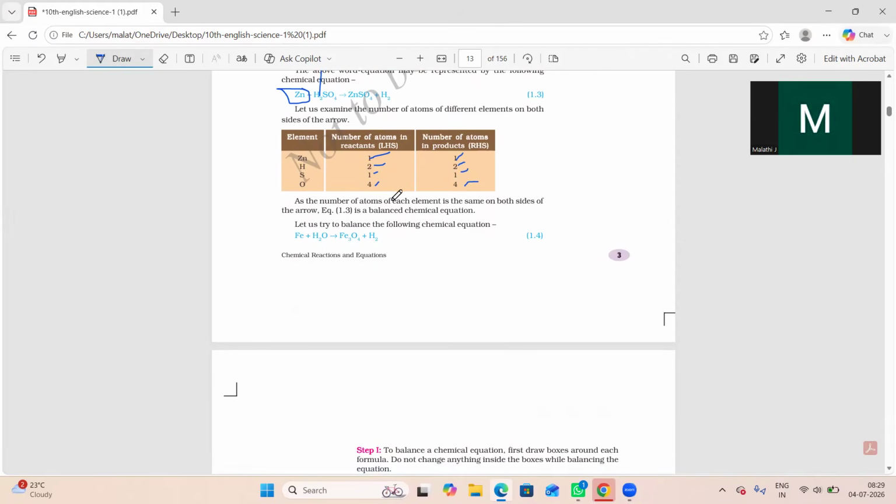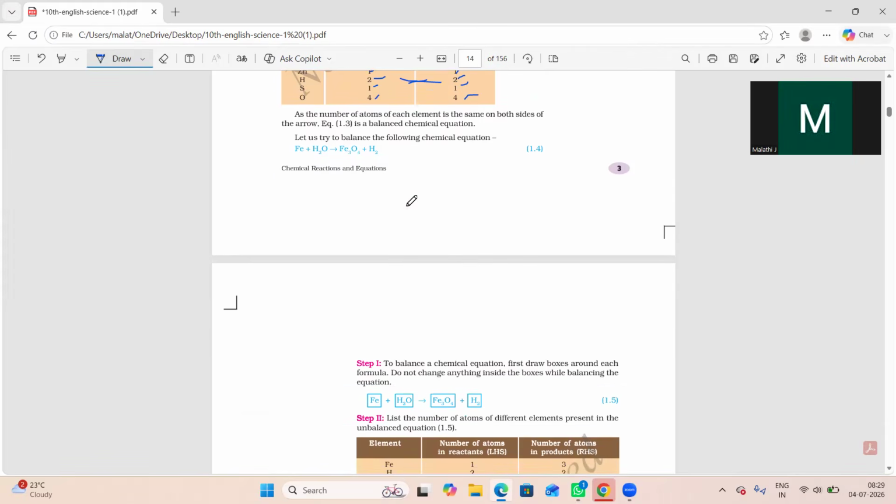Then the number of atoms of each element is the same at both the sides. It is equal at both the sides. Then it is a balanced chemical equation. Then let us try another chemical equation.